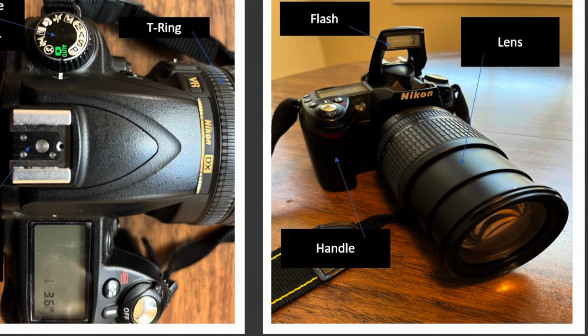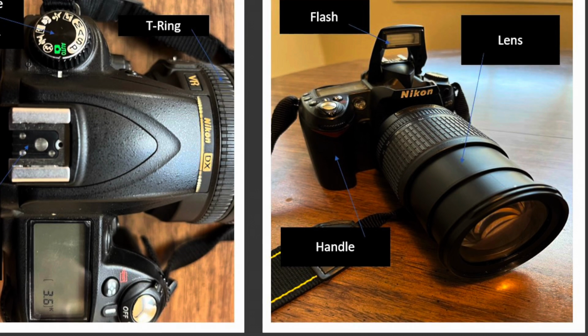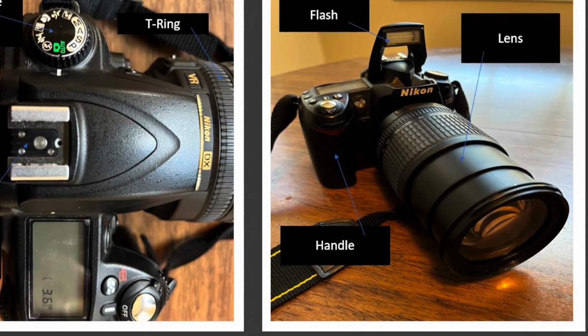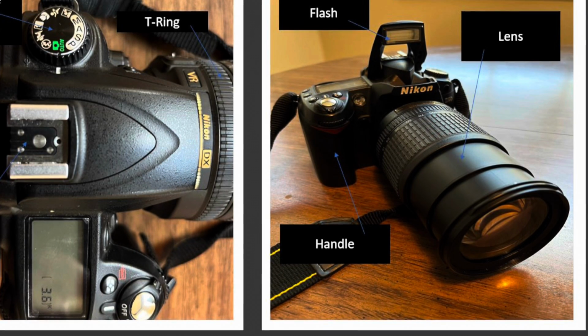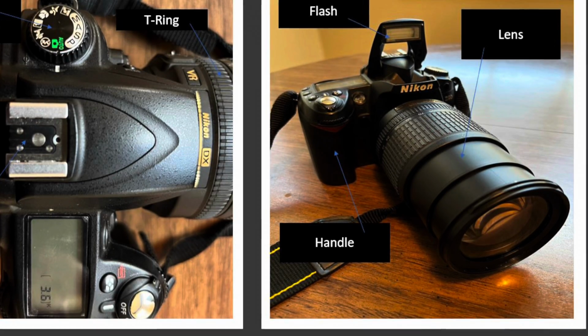On top of the camera is the flash. Now, this is commonly used for portraits, as this provides more light to your subject. And finally is the hot shoe. This is an attachment piece used to put on a flash device if your camera does not already have a built-in flash.